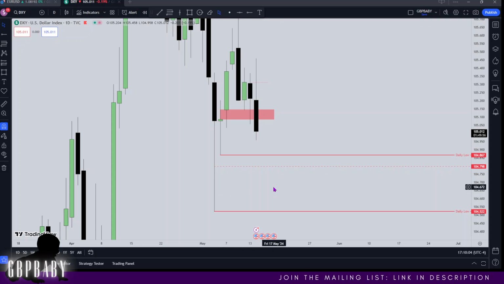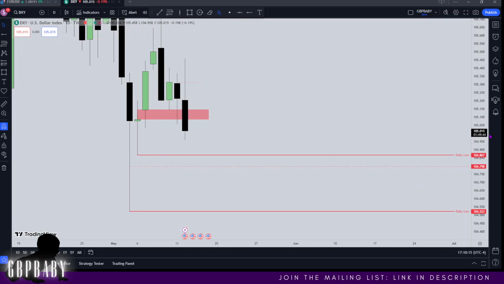Now remember, we have CPI tomorrow, so again, you really got to be careful. To be honest, if you're trading in these conditions anyway, I think you're insane. You don't need to be, but it's always fun to try and see where price is likely to head, right?